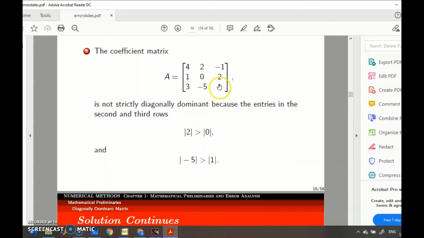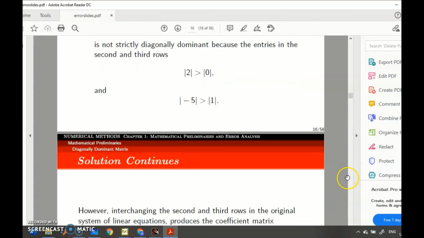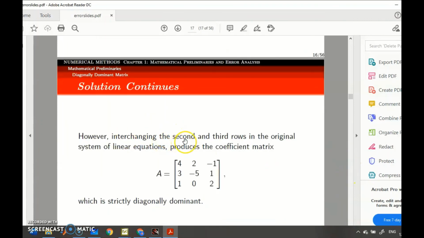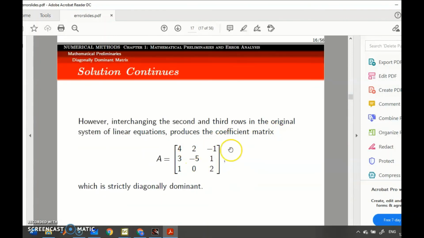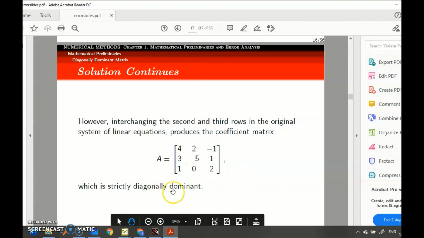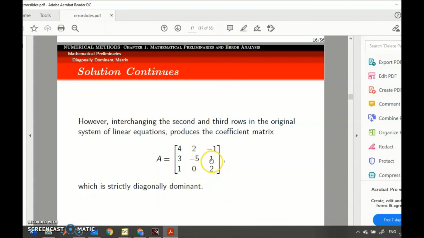However, you can swap row 3 with row 2 to get it strictly diagonally dominant. Interchanging the second and the third row in the original system of linear equations produces the coefficient matrix like this, which is strictly diagonally dominant. You can check the dominance, taking the absolute value. You can see that 5 is greater than 3 and 5, 2 is greater than 0 and 1, 4 is greater than 2 and 1. So we have a strictly diagonally dominant matrix.